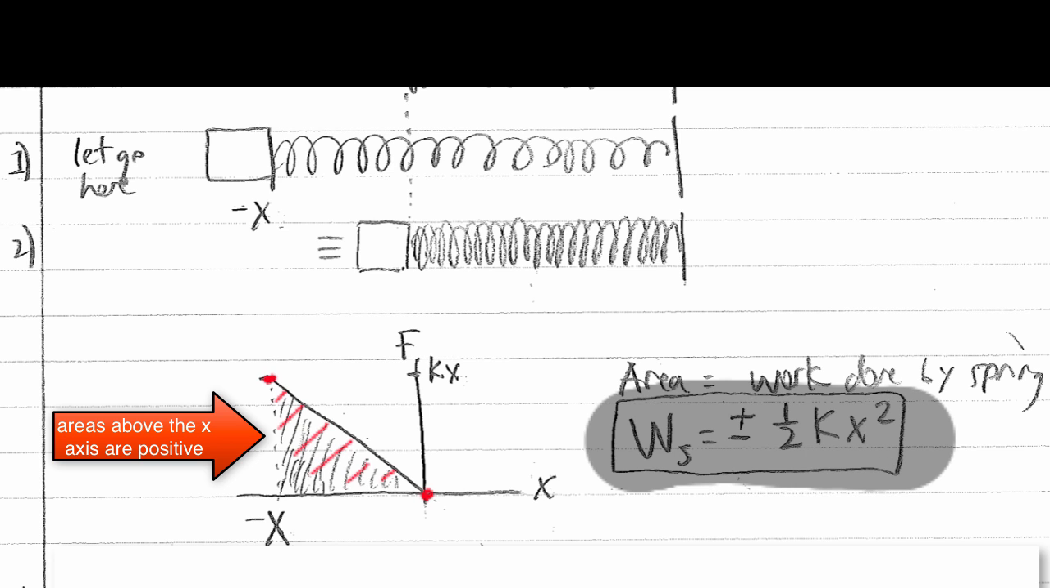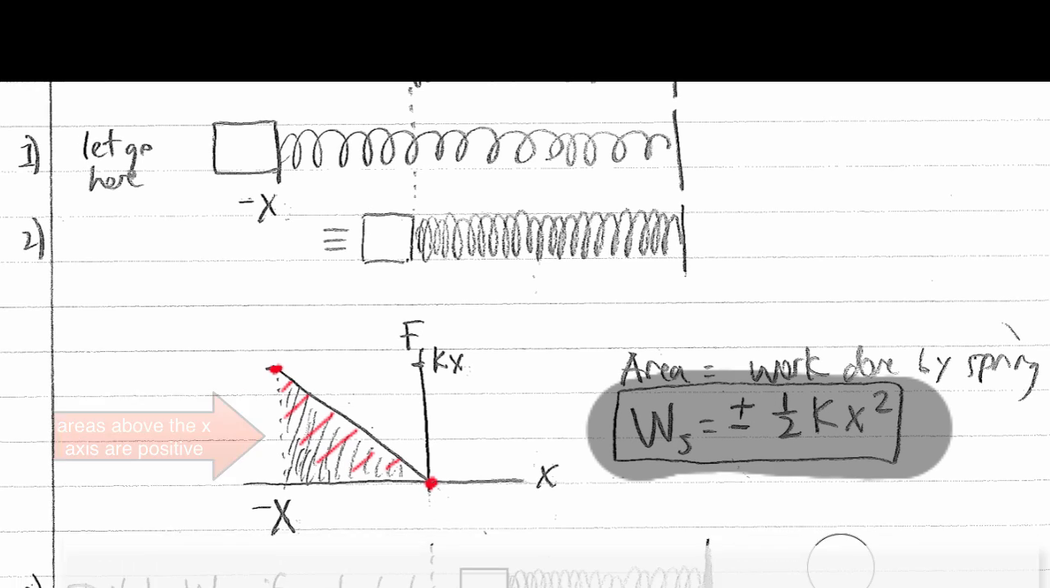I put the plus or minus in there because you've got to determine: is the force in the same direction as the displacement, or is the force in the opposite direction of the displacement? For our example here, the force is in the same direction. Notice that it's going to be positive work done by the spring, even though I'm starting at negative x. That doesn't matter. The displacement is this way to the right, and so is the force. So it's going to be positive 1/2 kx squared.